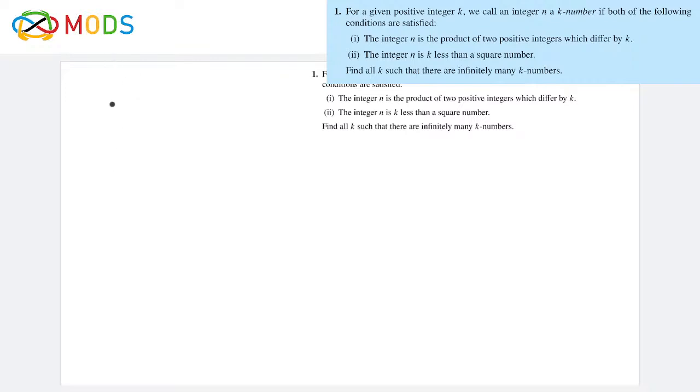Okay. I mean, you could just write out the algebra, right? Yeah. Go on, Tony, write it out. n equals x plus k. n equals a squared minus k. Wow. Find all k such that there are infinitely many k numbers.